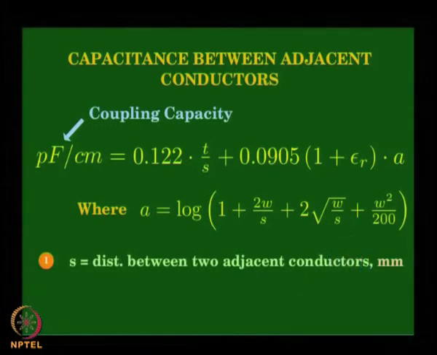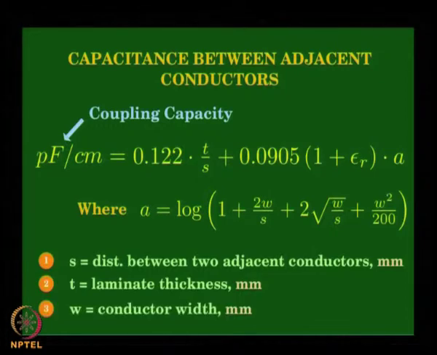So, S is the distance between two adjacent conductors given in mm, and T is the laminate thickness, again given in mm. And we know the laminate thickness in most of the common PCBs, it is 35 micrometer, and W is the conductor width in mm. Now, these are the symbols and the empirical rule. It may be tough for you to find out the relationship just by looking at this equation. So, it is advisable that you put it into a program and try to get a nomograph, which will give you an idea of how the capacitance varies with width and space and any other variable.